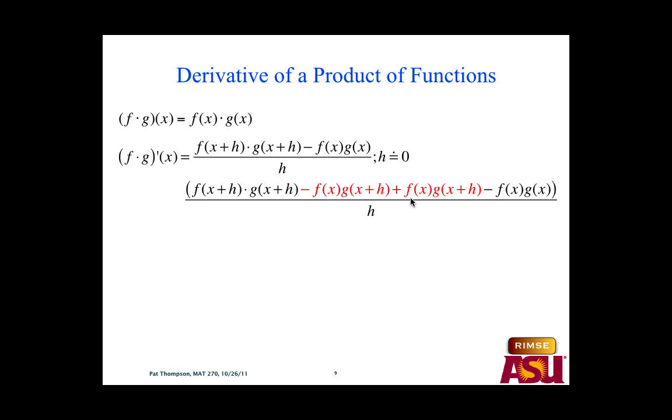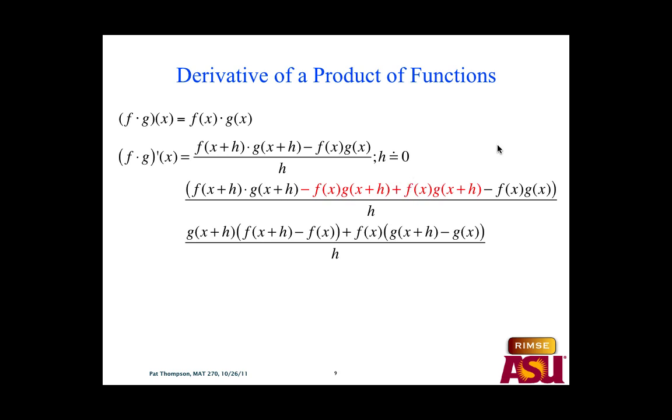I can think about this, group this, and factor each half of that numerator, which again seems like a sort of strange thing to do, but in the first two terms, this g of x plus h appears in both of them. If I factor that out, I have f of x plus h minus f of x. That sounds kind of familiar.